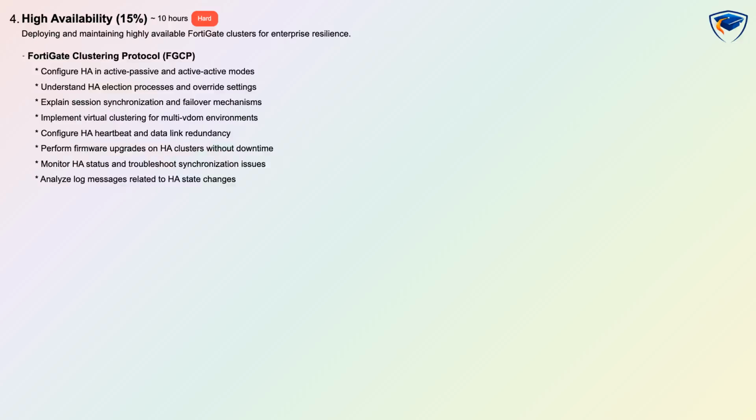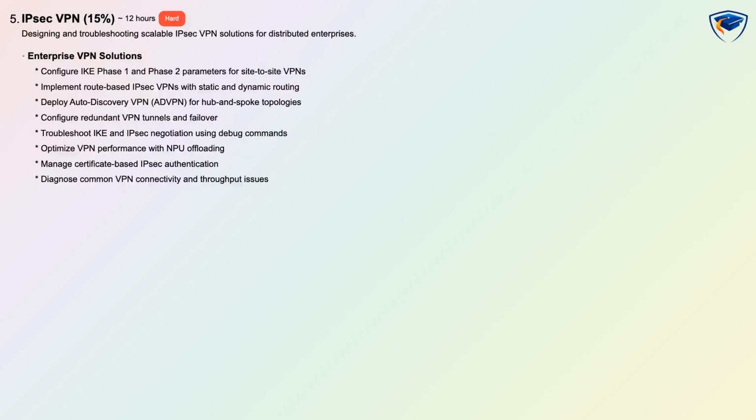You will also practice monitoring HA status, analyzing related log messages, and troubleshooting synchronization problems. IPsec VPN is 15%, hard, and recommends about 12 hours of study with hands-on and conceptual tasks. You will configure IKE Phase 1 and Phase 2 for site-to-site VPNs and implement route-based IPsec with static and dynamic routing.